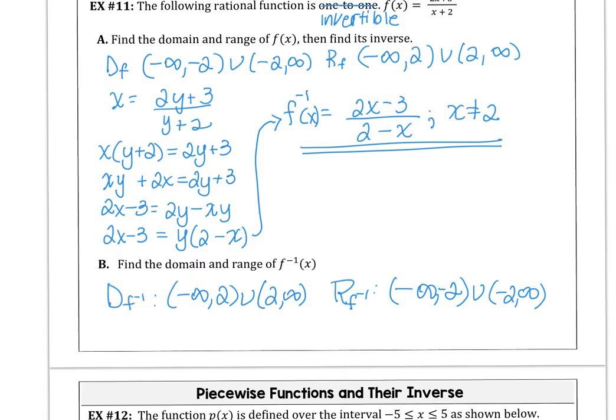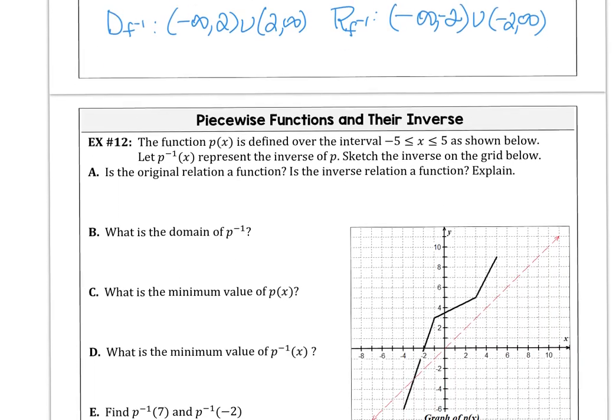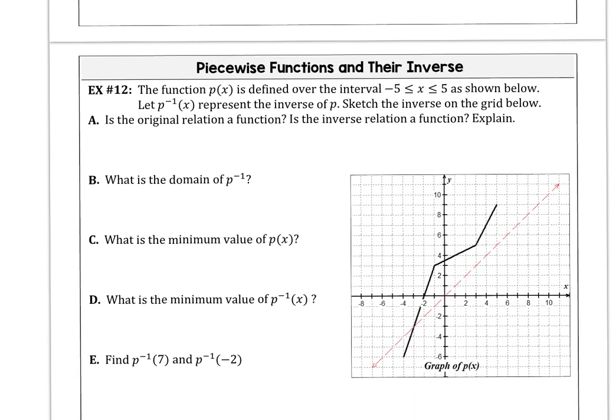Our very last example, number 12. The function p of x is defined over the interval from -5 to 5, and it's shown in the grid below. Let p inverse of x represent the inverse of p, and sketch the inverse on the grid below. Is the original relation a function, and is the inverse relation a function?